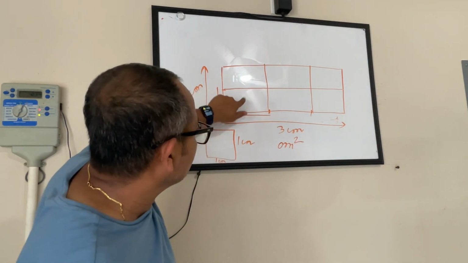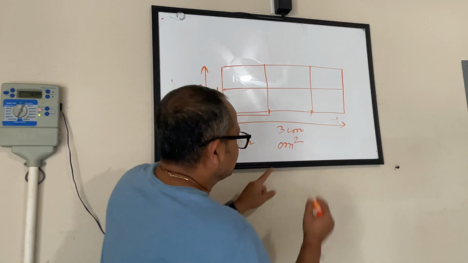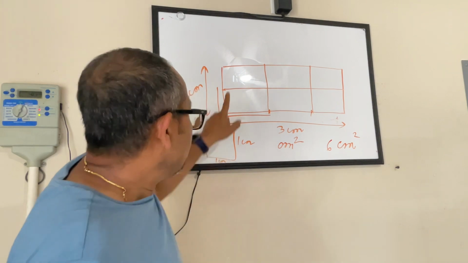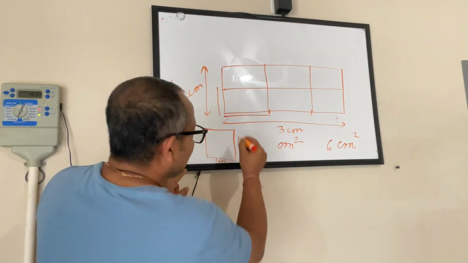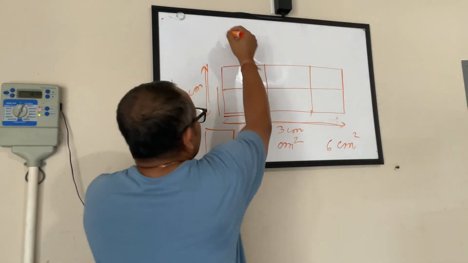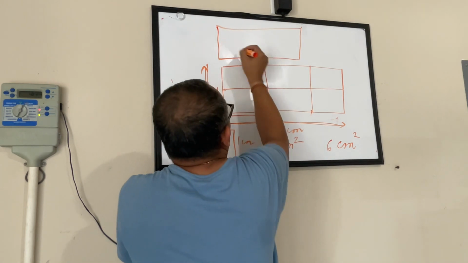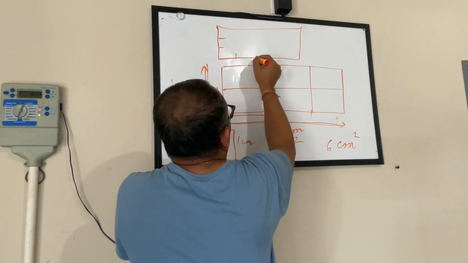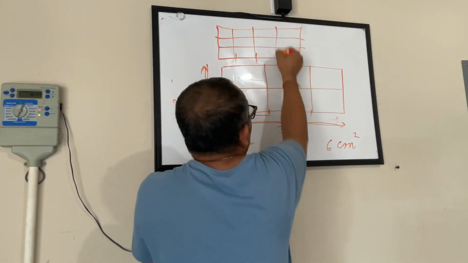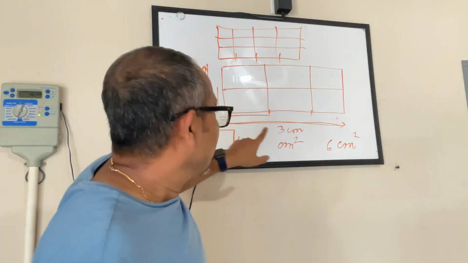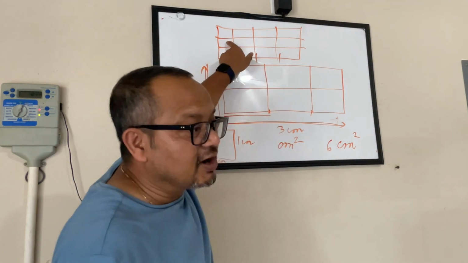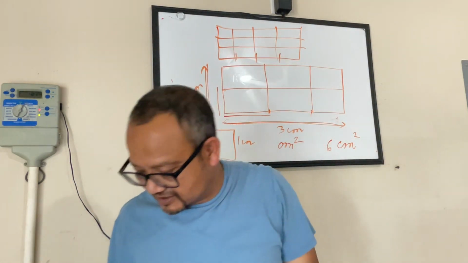So I have how many boxes? 1, 2, 3, 4, 5, 6. So this is 6 square centimeters. Now, what does this mean? This was my length 3 into 2. I had 6 boxes if my length was 3 into 2. If I had, let's say, 4 into 3, I would have had 12 boxes. So what it means is, area of a rectangle is length times width, in square centimeters.